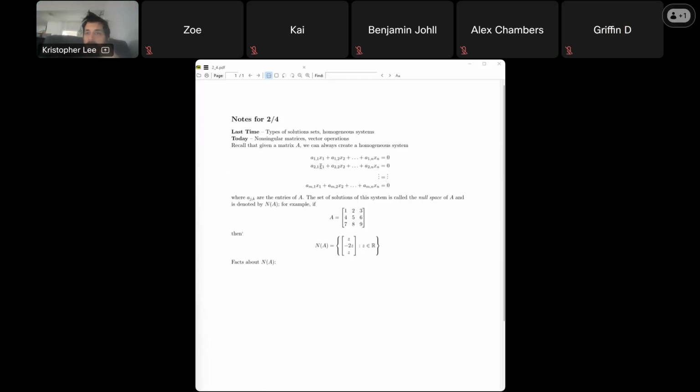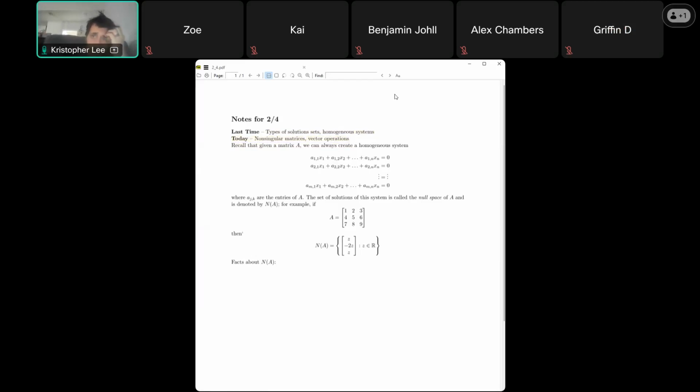Okay, so plot for today. Last time we talked about types of solution sets and got into homogeneous systems, and today we'll follow our nose on the homogeneous systems and talk non-singular matrices, and time permitting, we'll get into some vector operations.